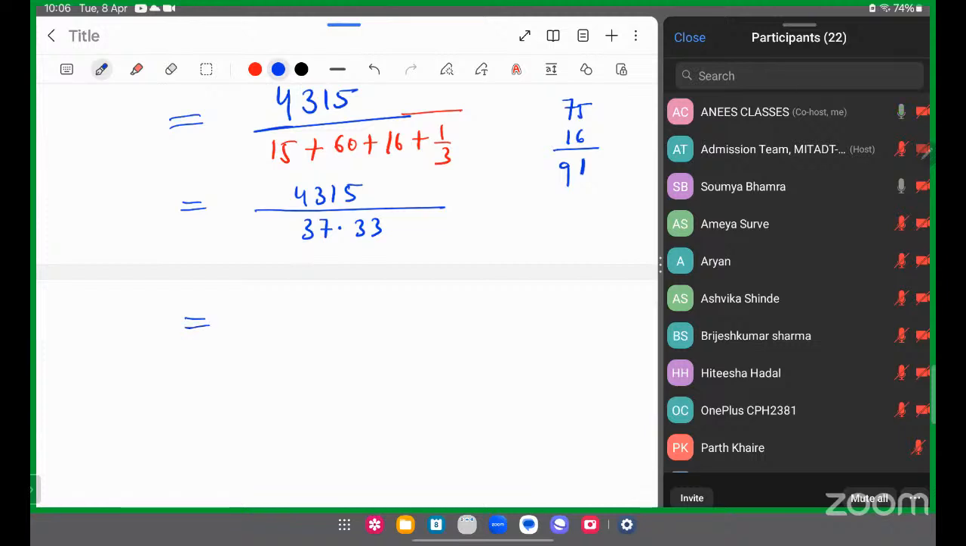So this will give us 115.59 kilometer per hour. Okay.